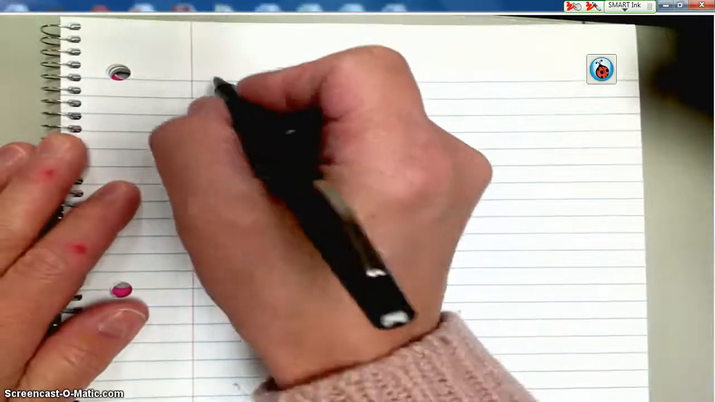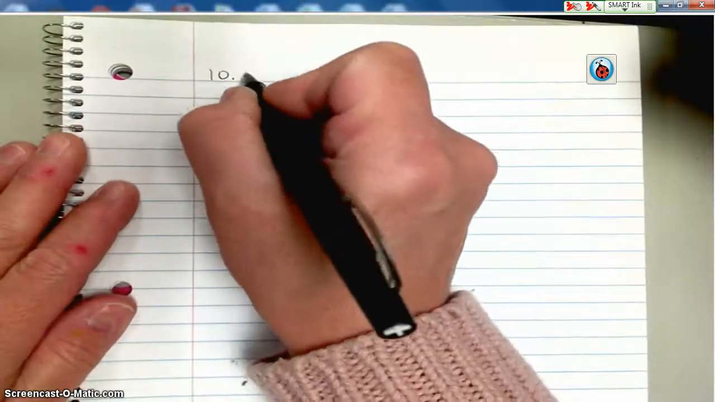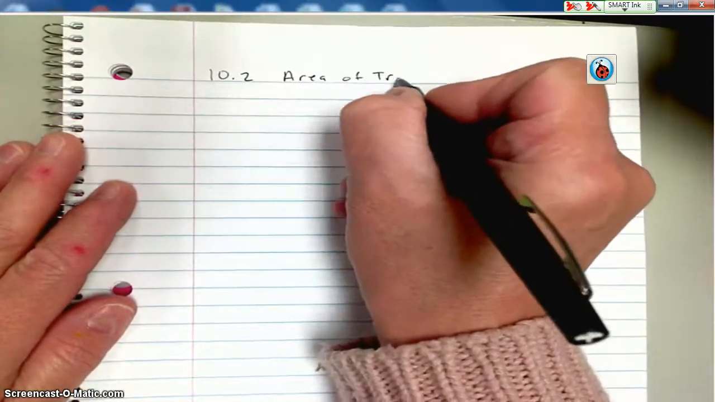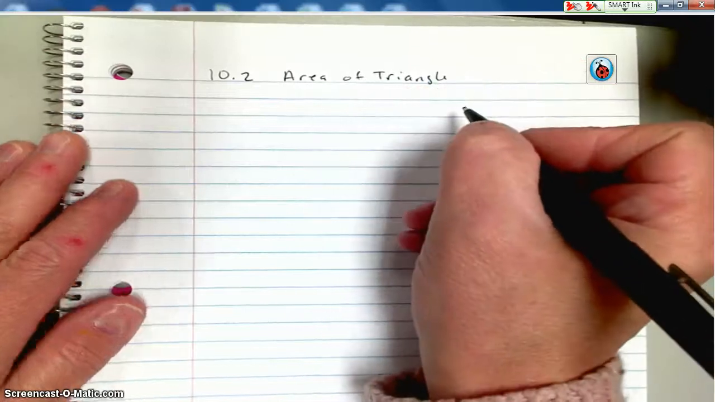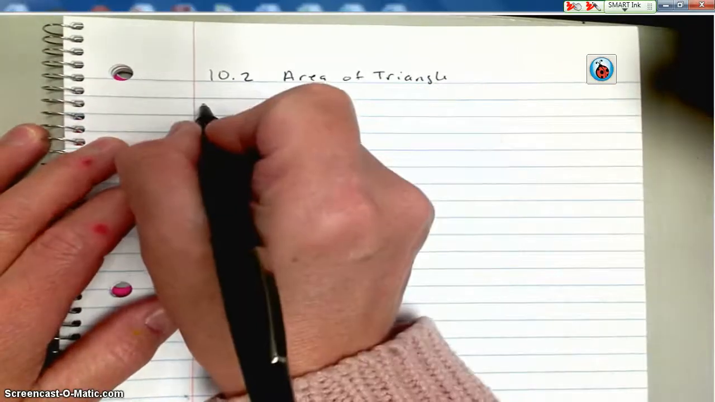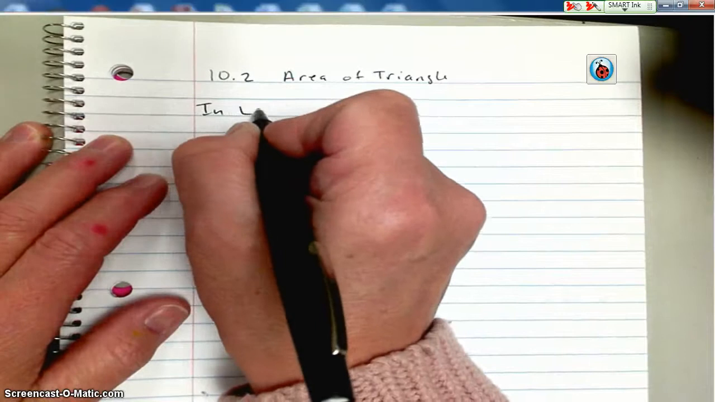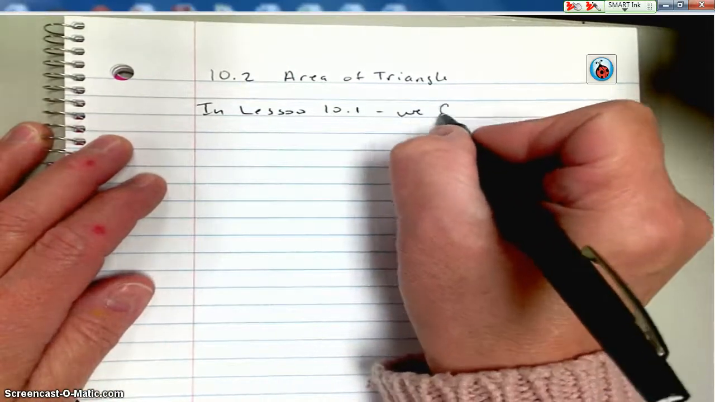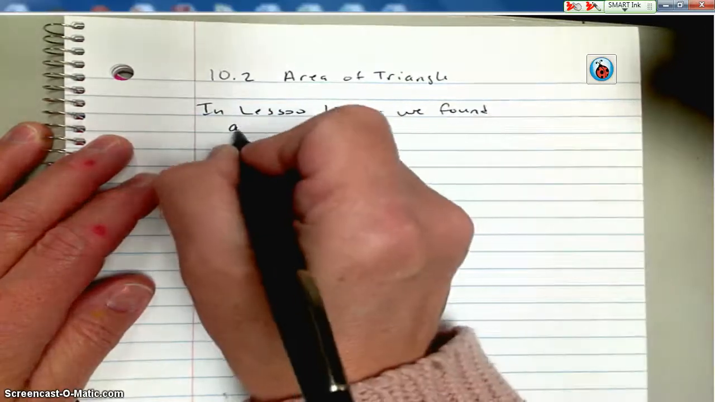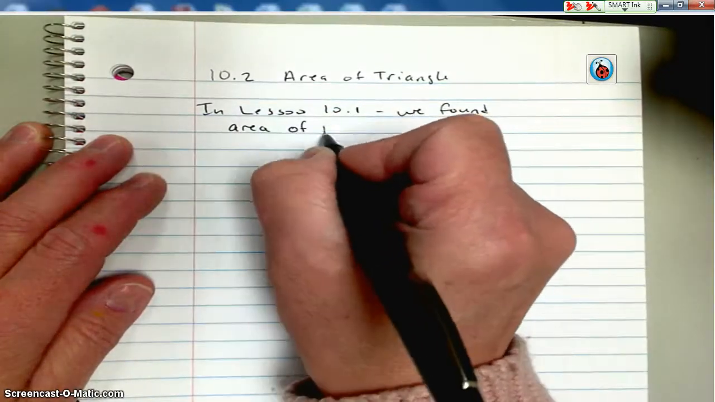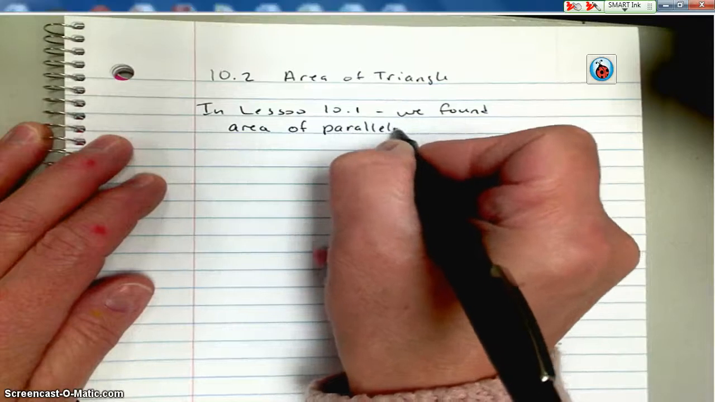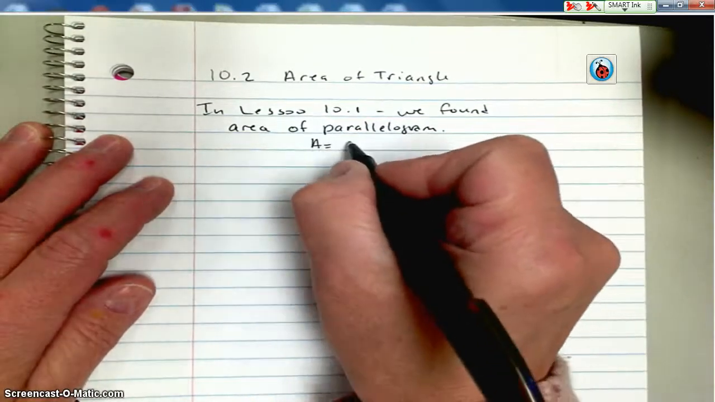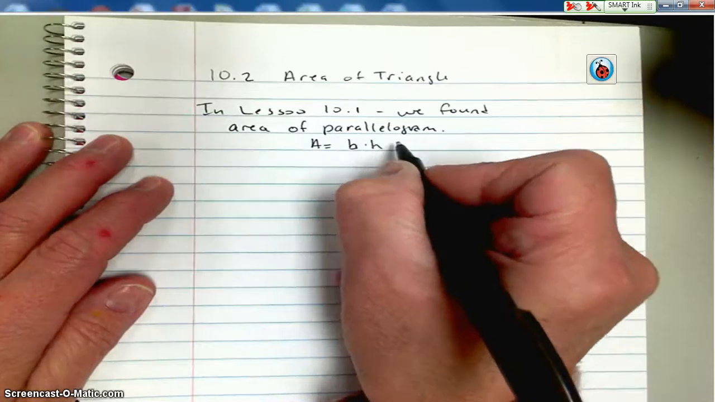Today we're going to be doing lesson 10.2, which is the area of a triangle. And we found that in lesson 10.1, we found the area of a parallelogram, which was area equals base times height.